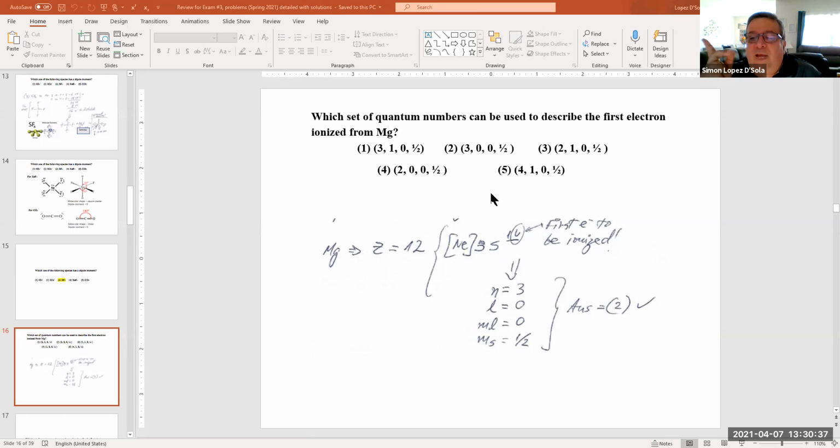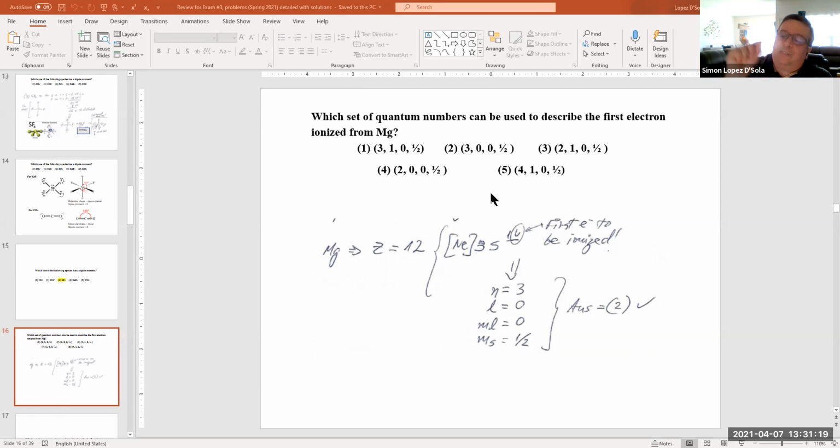And remember, the maximum value for L can be n minus 1. The third quantum number, ML, is telling you information about the spatial disposition of that. So for the case of the P, for example, we have the PX, PY, and PZ. And it's telling you just information about the orientation in space. The final quantum number is the spin quantum number, which is telling you if the electron is rotating clockwise or counterclockwise.